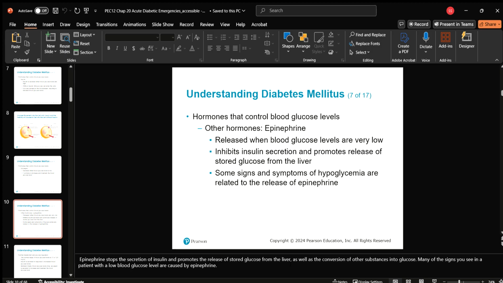All right, some other hormones that are released are epinephrine. This is released when blood glucose levels are very low. All right, it inhibits insulin secretion and promotes the release of stored glucose from the liver. The liver plays a very big function in leveling and managing our blood glucose levels as well.